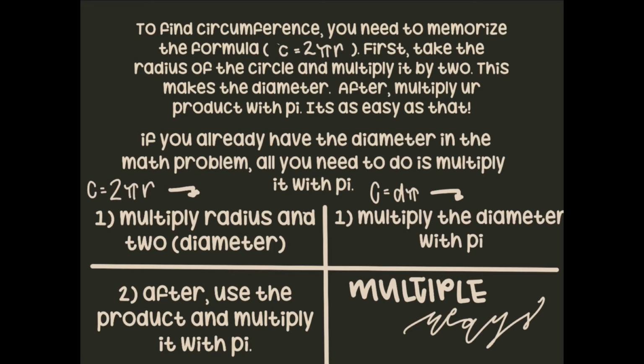If you already have the diameter in the math problem, all you need to do is multiply it with pi. So, the first way of finding circumference would be multiplying the radius by 2, which makes a diameter, and then using the product to multiply it with pi. But if you already have the diameter, just multiply the diameter with pi, and you have your circumference.